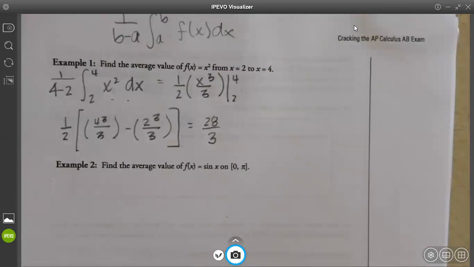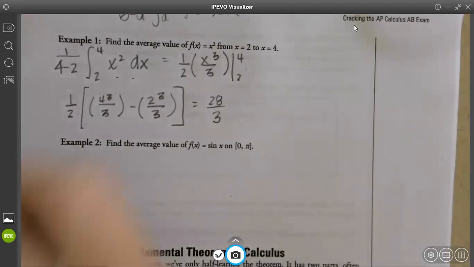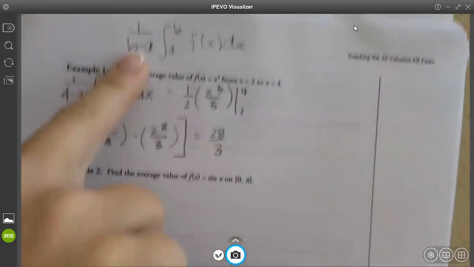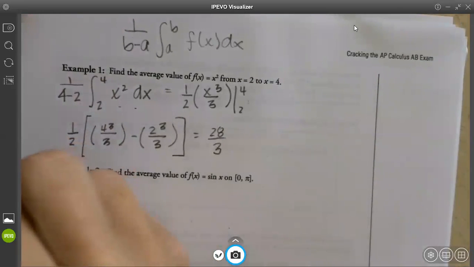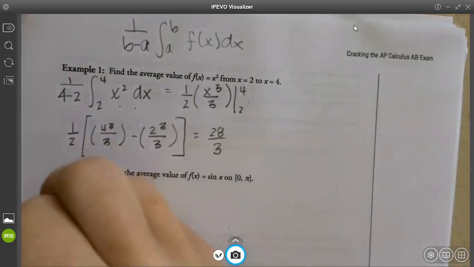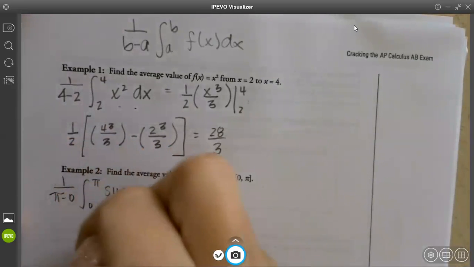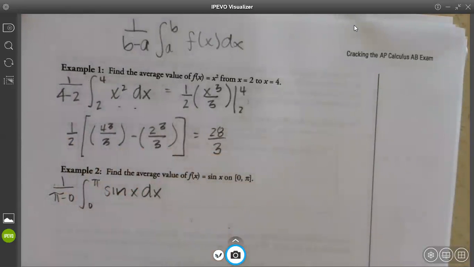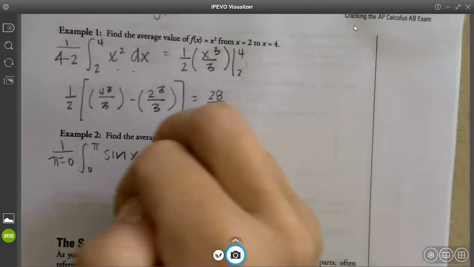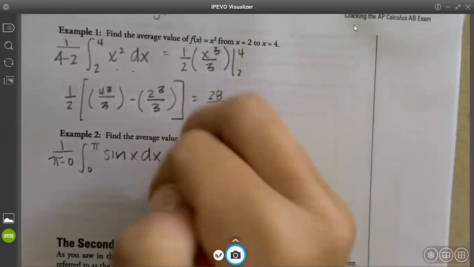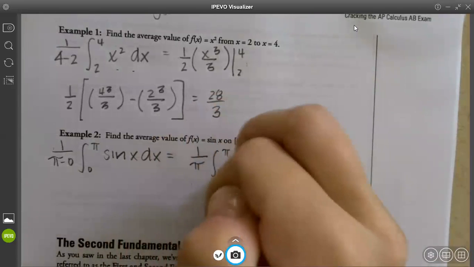So very good. Same thing on the next one. It's just a trig function. So what's our first part? 1 over b minus a is going to be 1 over pi minus 0, the integration from 0 to pi of sine x dx. That changes into 1 over pi, 0 to pi, sine x dx.